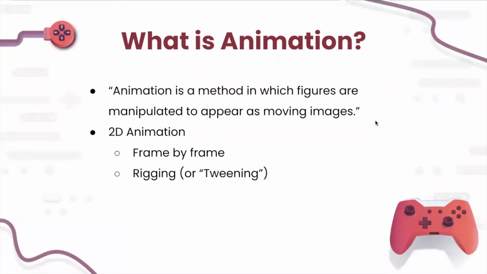So first off, let's clarify what animation is. Animation is essentially a method in which figures are manipulated to appear as moving images. In terms of 2D animation, there are two main ways you can approach this method: frame by frame animation and rigging animation, which is also sometimes called tweening.